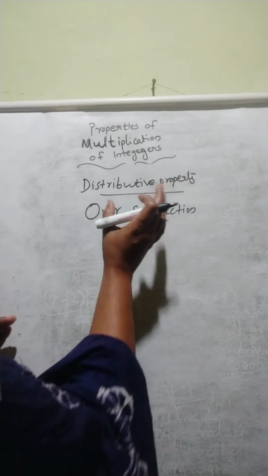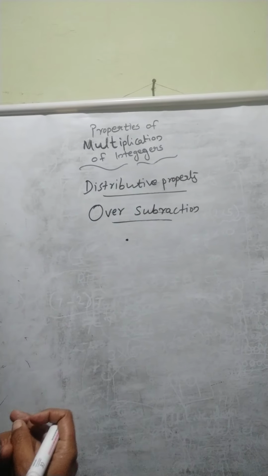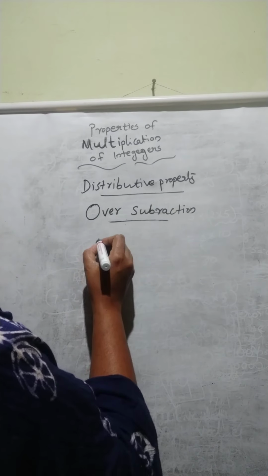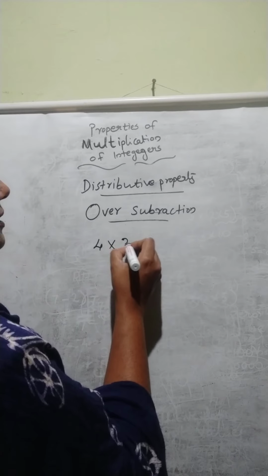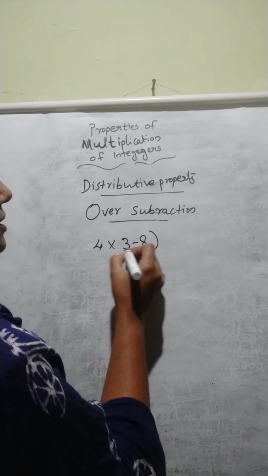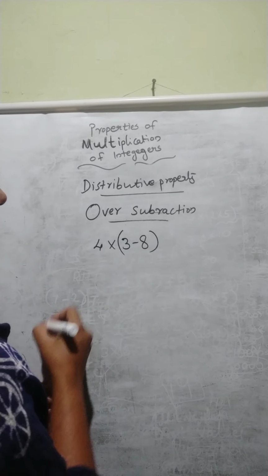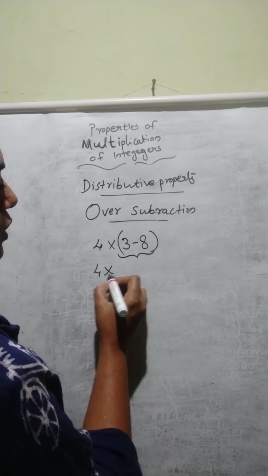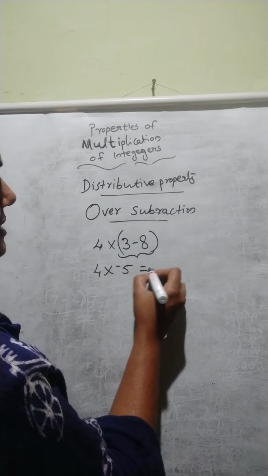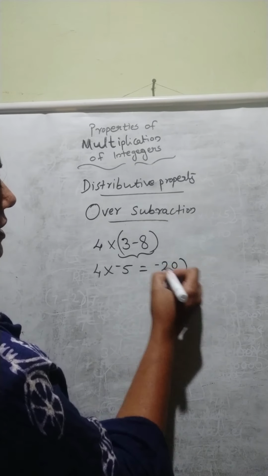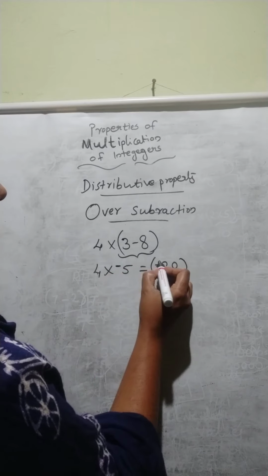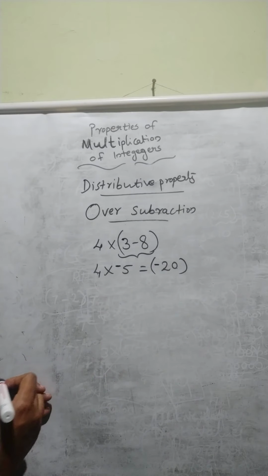Now, distributive property over subtraction. That is, in case of subtraction, 4 multiplied by 3 minus 8. Okay? Then, 3 minus 8 is equal to minus 5. The answer will be negative 20. 4 5s are 20. Then one negative is there. Keep that negative here.